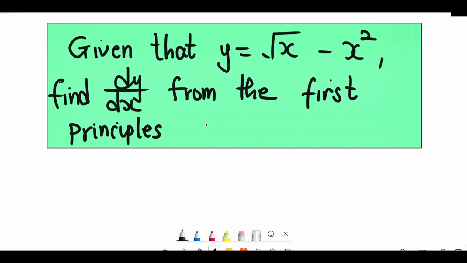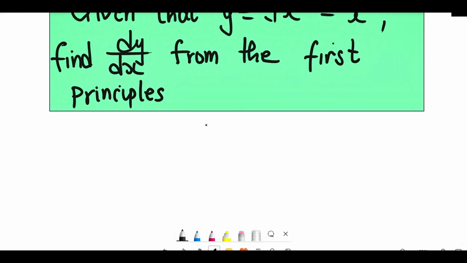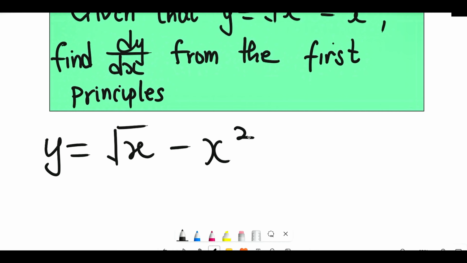Still on find the derivative of a function from the first principles. We have a function here, and we have to find its derivative using the first principles. All right, so let us get the function that we are to find the derivative for. So I have the function here to be y is equal to the square root of x minus x squared.